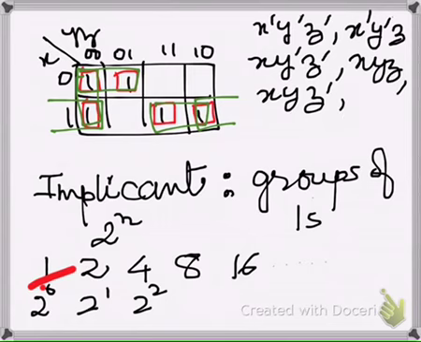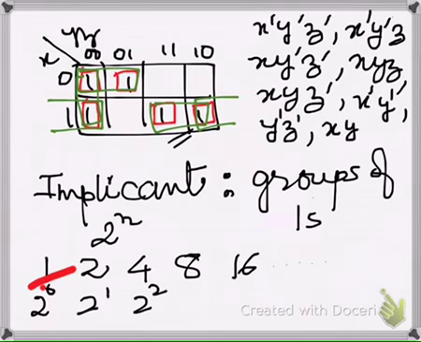For the first green group we have x' y'. Then for this vertical group, we have y' z'. For this group of 2 we have x y, and finally for the corner ones, the group of 2s with corner 1s, we have x and z'. So from the groups of 2s we got these.